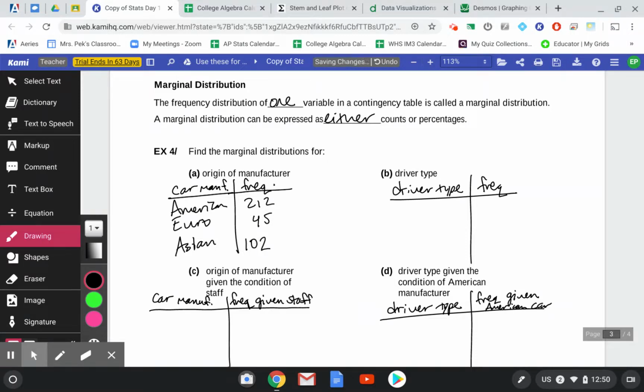B wants a marginal distribution for driver type. So now we're going to simplify that contingency table and only focus on the type of driver. So we have student or staff. So we actually don't see any car manufacturer types here. I had 195 students and I had 164 staff.